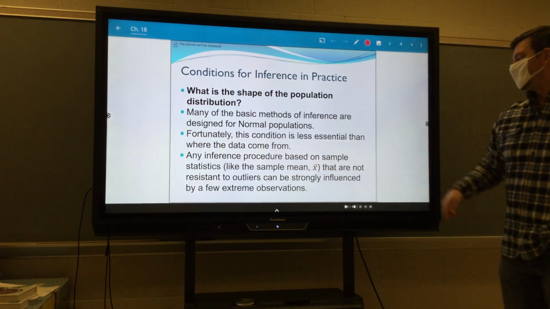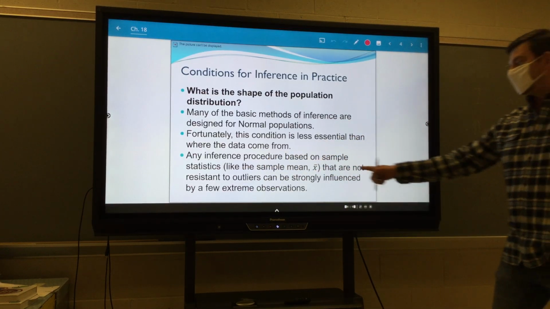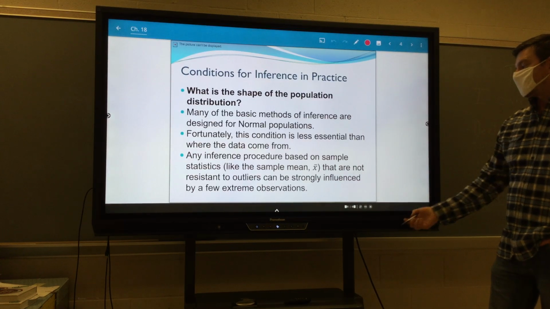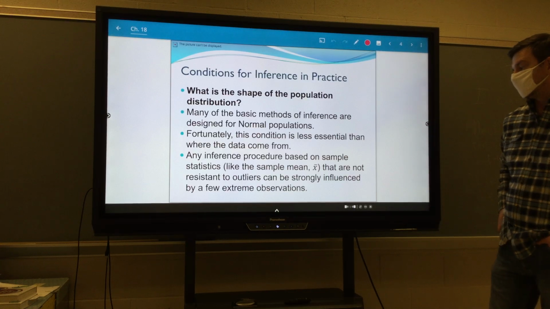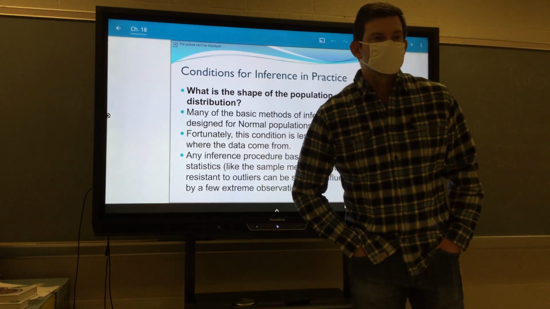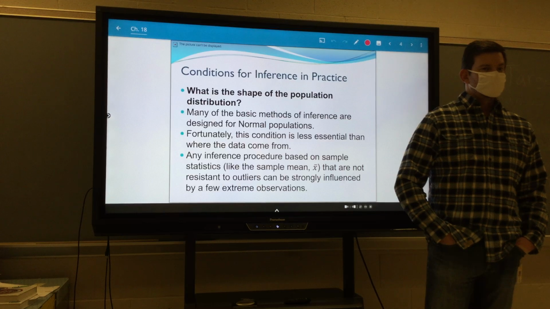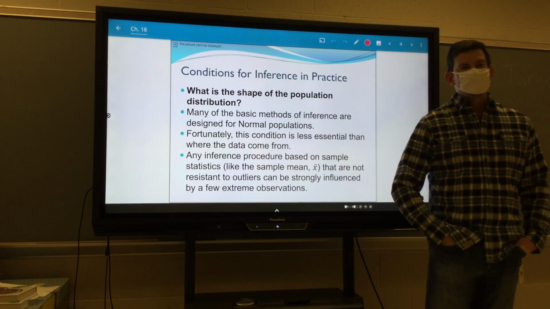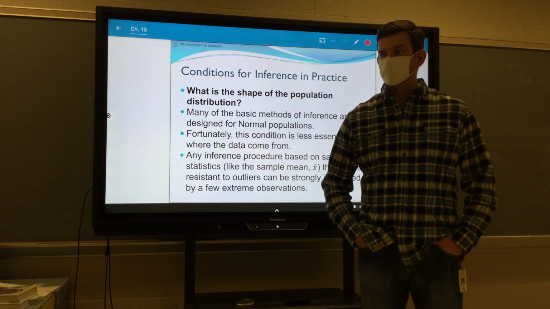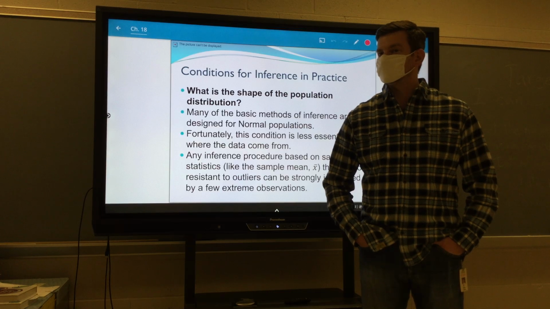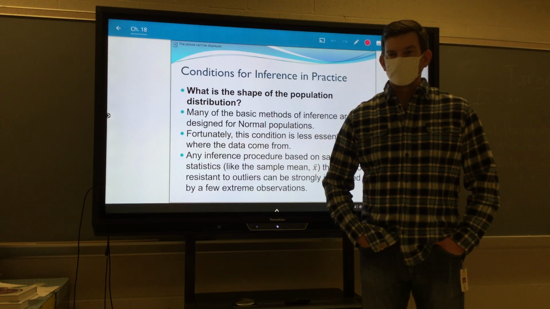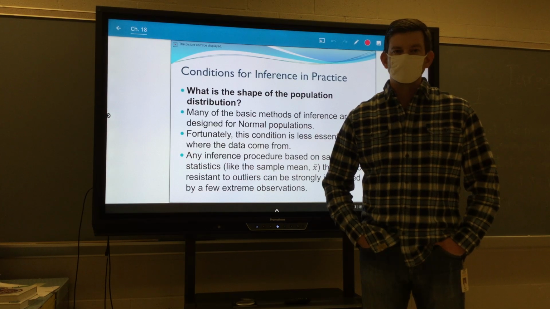Any inference procedure based on sample statistics, like the sample mean, okay, that's what we've been using, X bar, that are not resistant to outliers can be strongly influenced by a few extreme observations. So we know that the mean is susceptible to outliers. And in the first semester when we were talking about that, we said, well, if you have some extreme values, maybe a better measure of center would be median. But it's been a long time since we talked about median. And in reality, we're probably not going to talk about it that much the rest of the year.